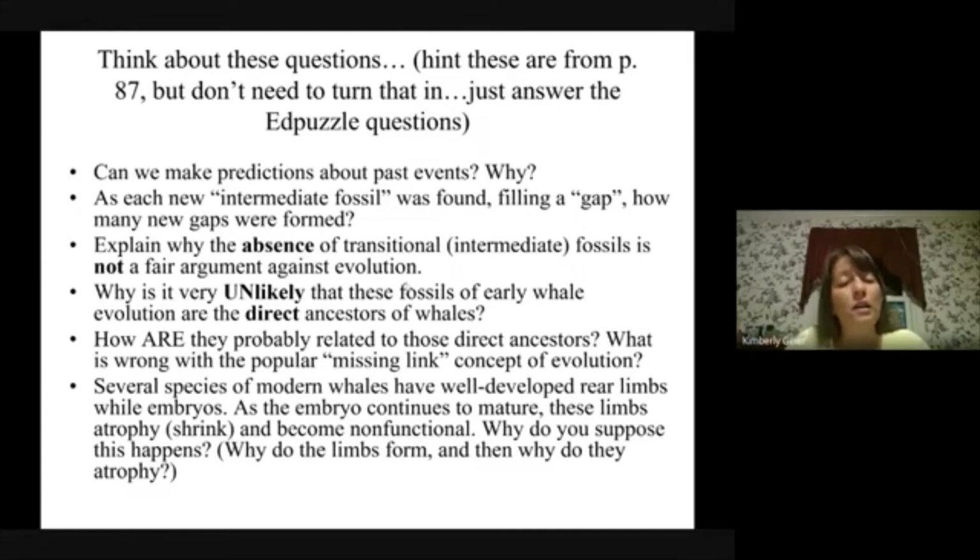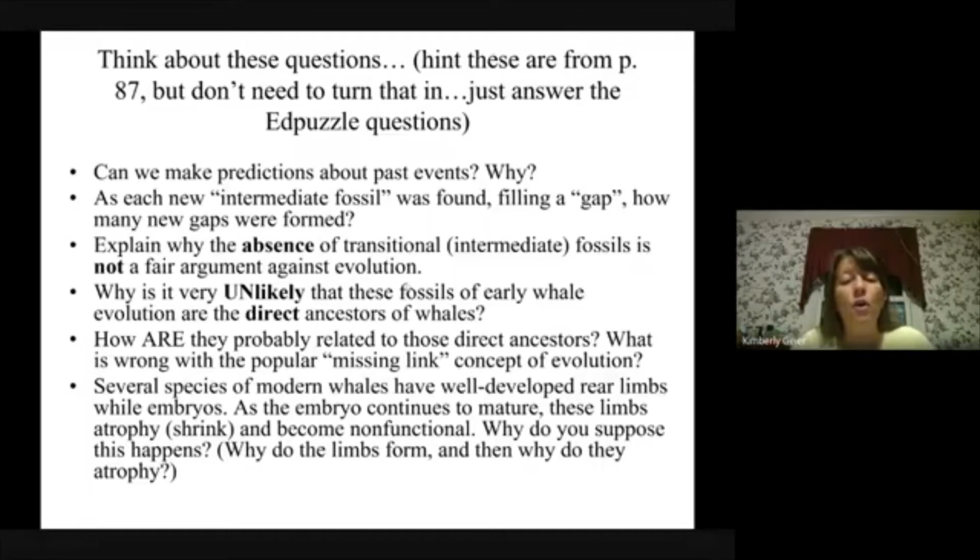Why is it unlikely that these fossils are the direct ancestors of whales? It's because the way evolution works is not just in a straight line. It's really in a big bushy pattern. So we might be seeing cousins instead of the direct ancestors of some of these whales.